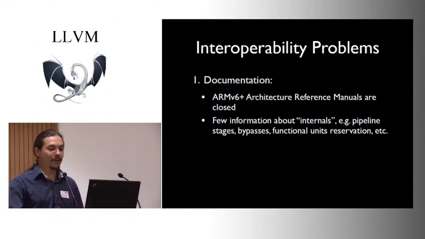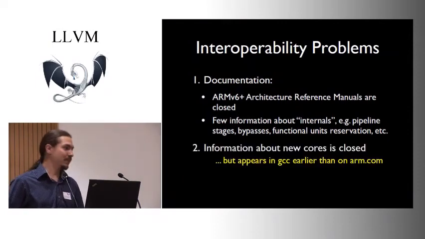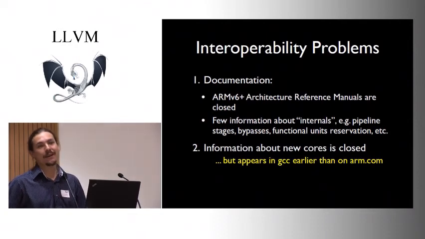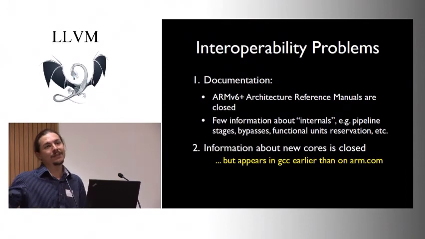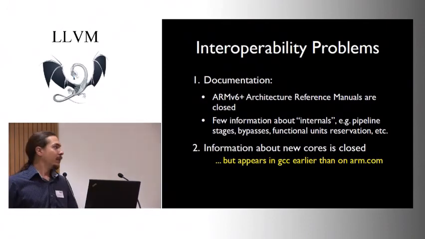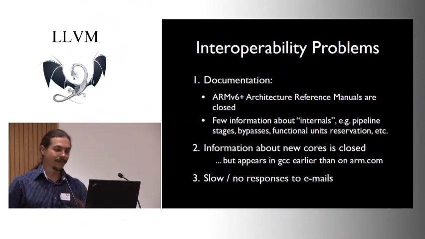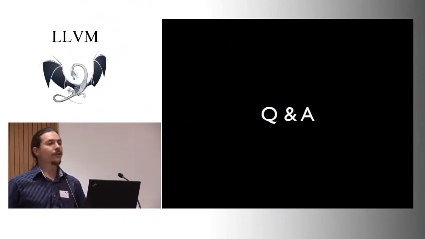However, one can normally just look into the GCC patches mailing list and find that ARM is going to release some other core with some other features, even if it's not mentioned on the arm.com website. And also we saw rather slow or even no responses to requests or emails. So I think that's all for me. Thank you.